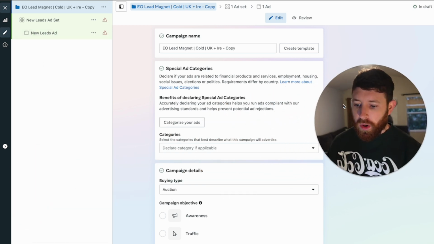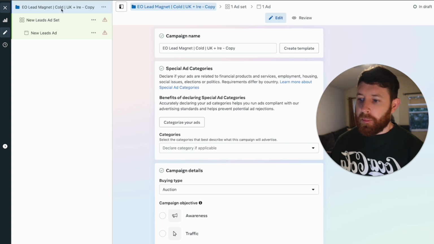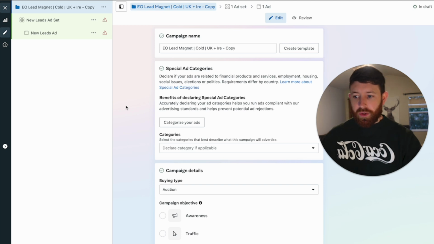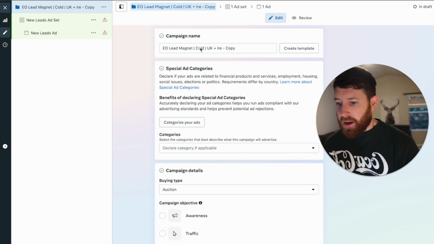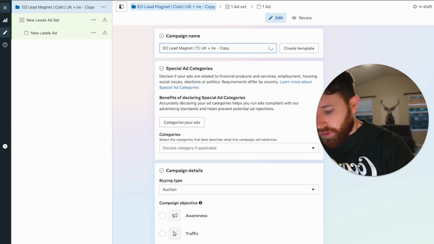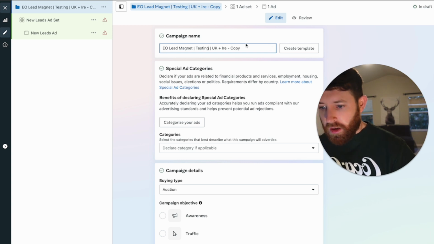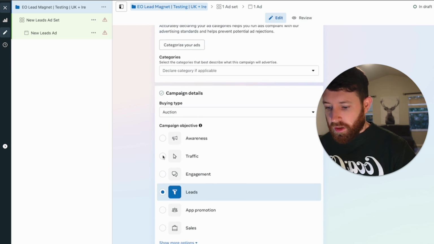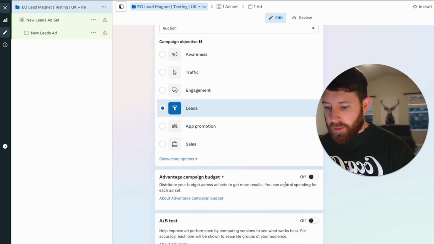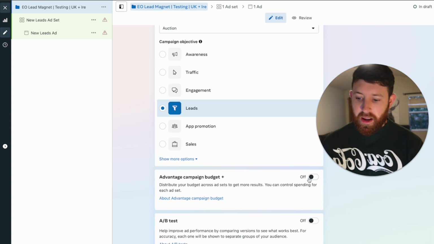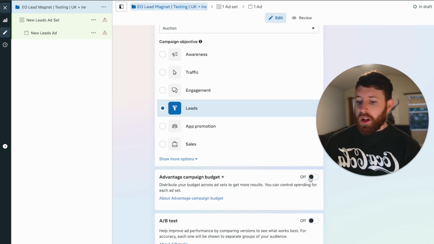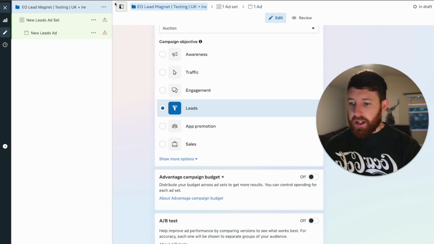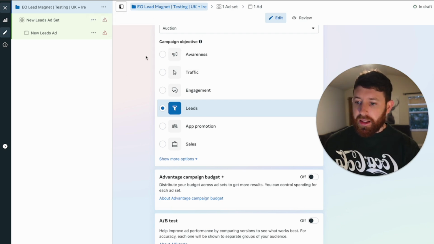And so essentially what we're looking to do here is, you've got your campaign here, you've got your ad set here. So campaign is like, what is it we're doing? So it's the entry offer lead magnet. I would change this from cold to testing. Keep it as UK and Ireland in this scenario. And then everything would stay the same, okay? So I would actually have advantage campaign budget turned on in a real case if this was actually running. But everything would stay the same at the campaign level.